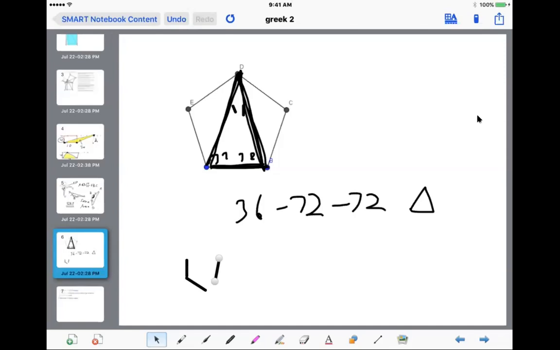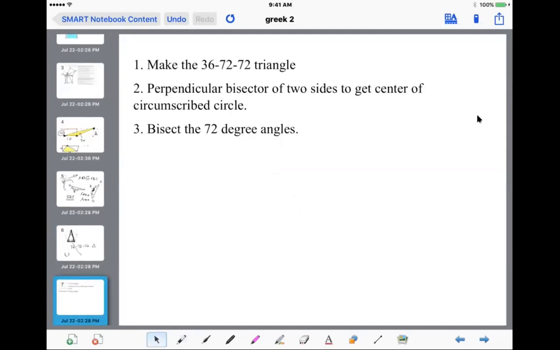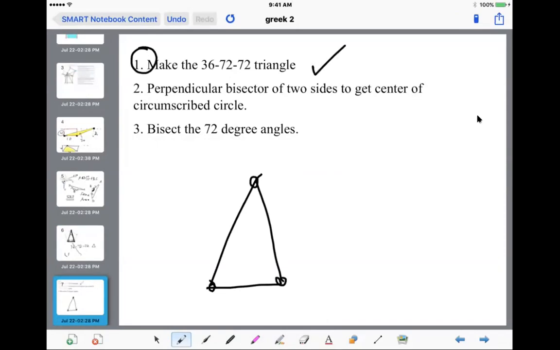If you could somehow produce a 36, 72, 72 triangle with a compass and a straight edge, here's what you would do with it. I think I have it on the next slide. So the general plan for making a pentagon is this. Step one, somehow make a 36, 72, 72 triangle. How that's going to happen, I'll tell you in a few minutes. But let's just say we know how to do it.